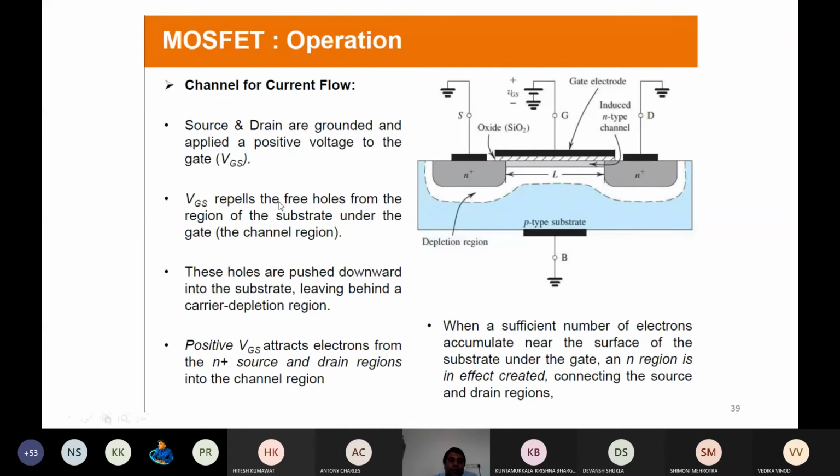Now, channel current can flow if you apply some positive gate-to-source voltage. This picture shows that a channel is created here. We are able to see that the channel is created when the gate-to-source voltage is given properly. The drain is grounded, the source is grounded, and only the gate-to-source voltage is applied. So in this case the channel is formed and conduction between source and drain is possible.